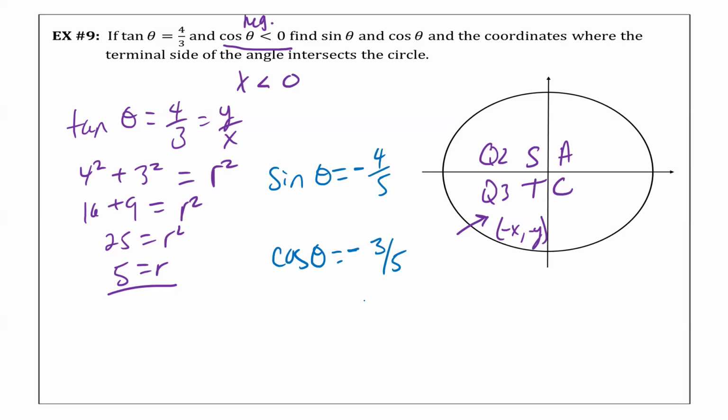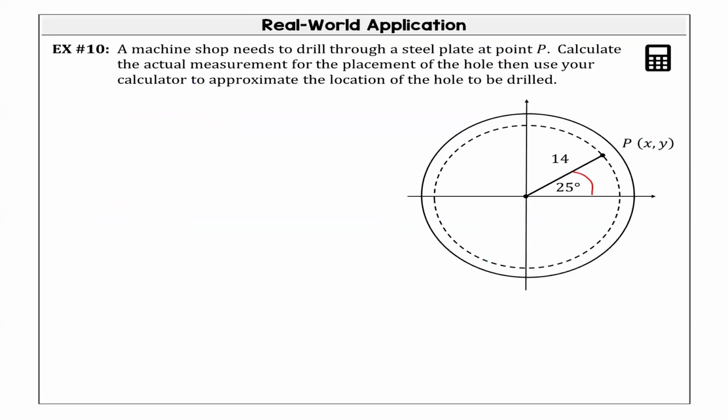All right. Last part is on you. Calculator is allowed. So using the fact that x equals r times cosine theta and y equals r times sine theta, find your x and your y for this angle.